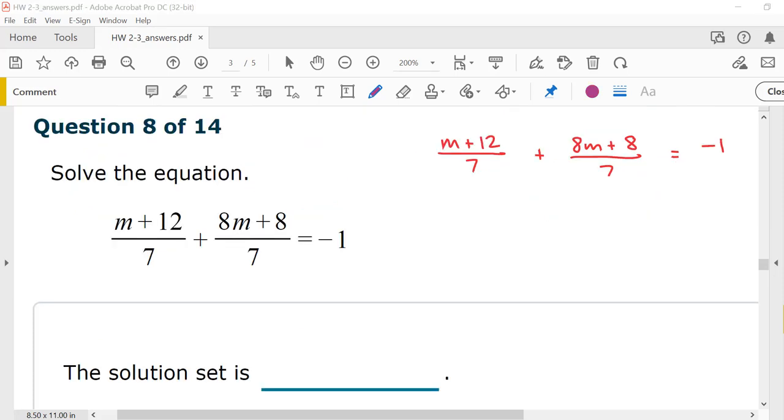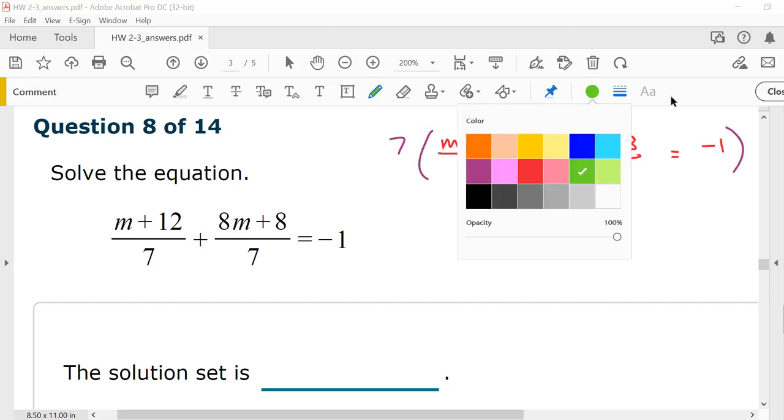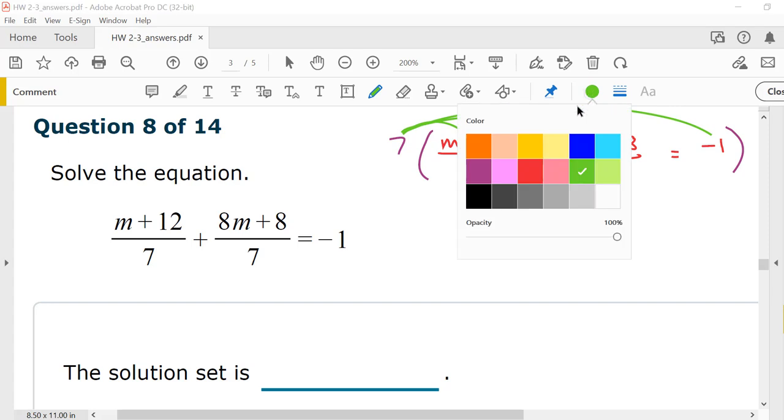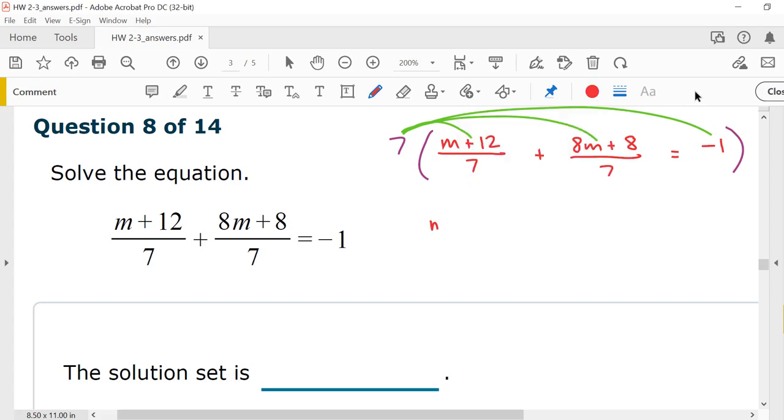Number 8, solve the equation (m plus 12) all over 7 plus (8m plus 8) all over 7 equals negative 1. My least common denominator is 7. So I need to multiply every term by 7. I'm going to go ahead and write that out again just to show you when I multiply everything by 7.